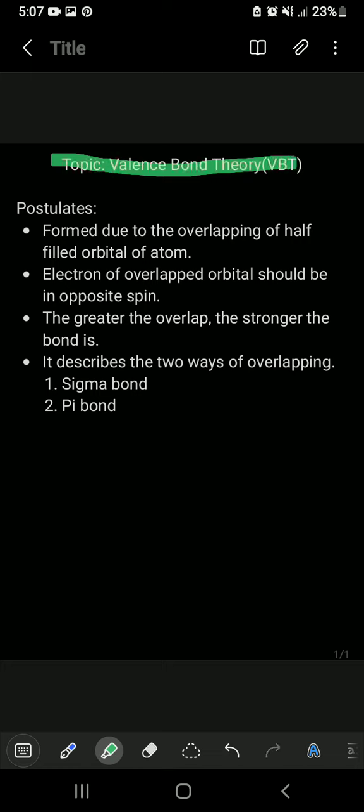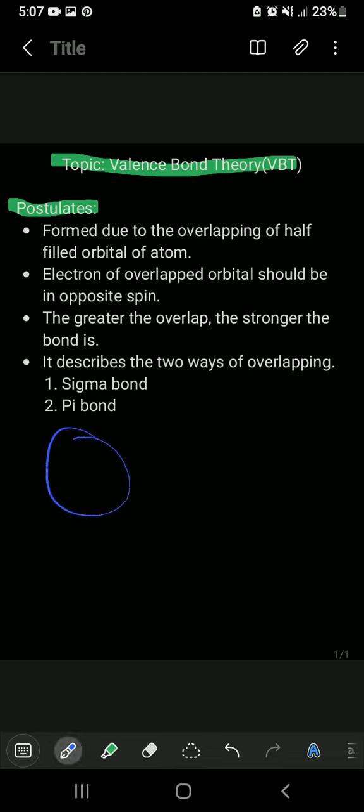VBT means valence bond theory, which was introduced by London and Heitler in 1927. It is helpful in explaining the covalent bond. Now we discuss the postulates of it. A bond is formed because of the overlapping of half-filled orbitals.